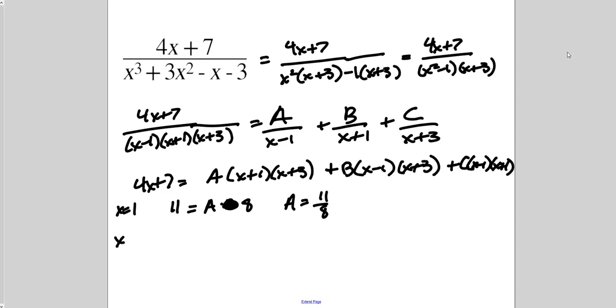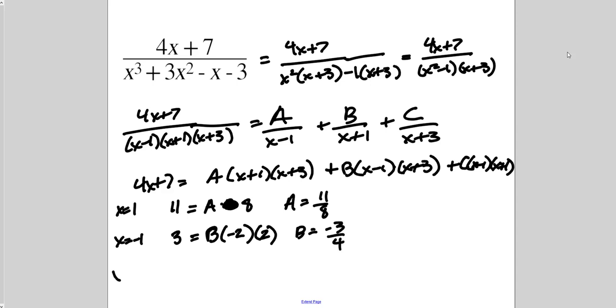Now we're going to try x equals -1. When x is -1, the expression on the left side is 3. And then this cancels, and this one cancels, and we're just left with b. And b is going to be -2 and 2, or -4. So b equals -3 over 4.